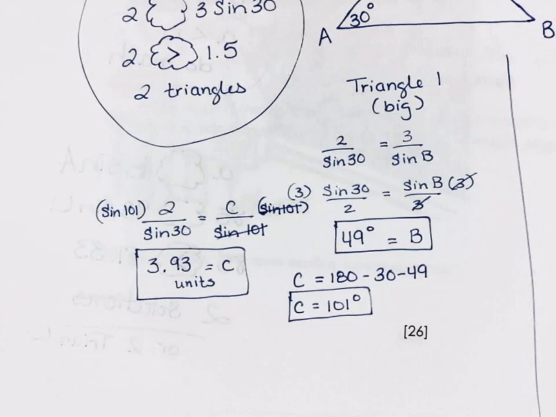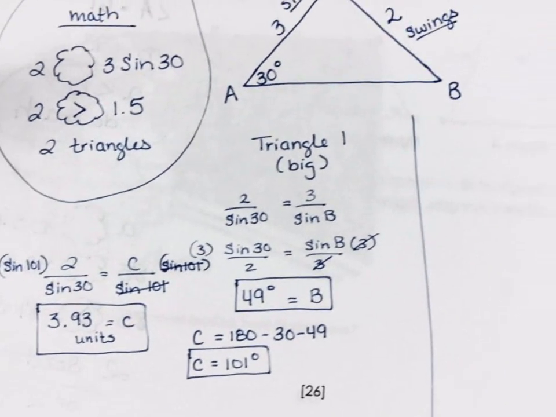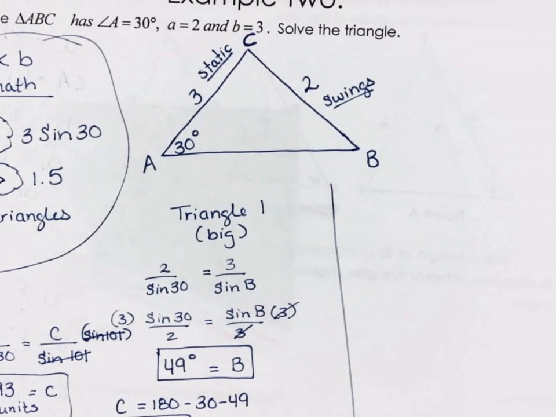Did you get 3.93? I did. Okay, well there's that. Okay, so now we've got triangle 1 done. We're gonna move into triangle 2. I'm going to change colors.